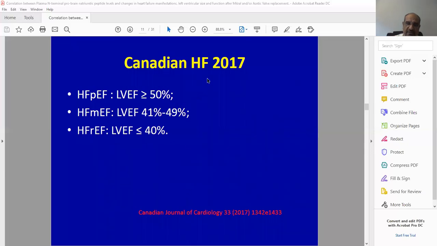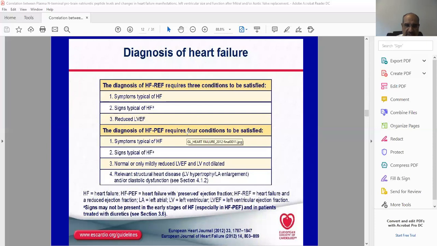The Canadian heart failure guidelines also put the same classification: HFpEF if the ejection fraction is above or equal to 50, HFrEF if the ejection fraction is below or equal to 40, and HFmEF, heart failure with mid-range ejection fraction, but they remove the r, so they put HFmEF. So it's going to be easy, just three: HFpEF, HFmEF, HFrEF. And they put ejection fraction between 41 and 49, not 40 and 49, but 41 and 49. And this goes with the American classification.